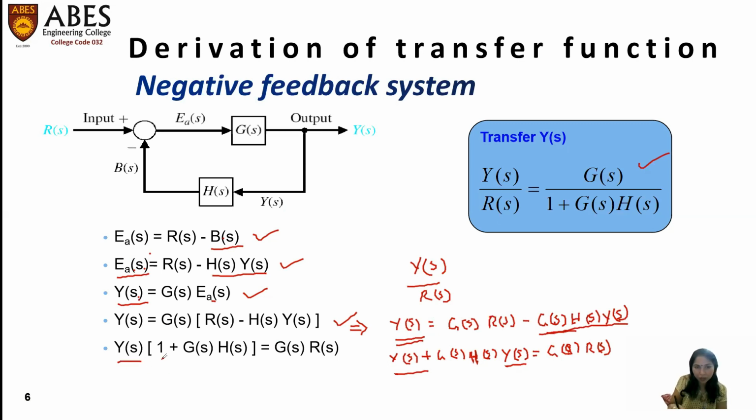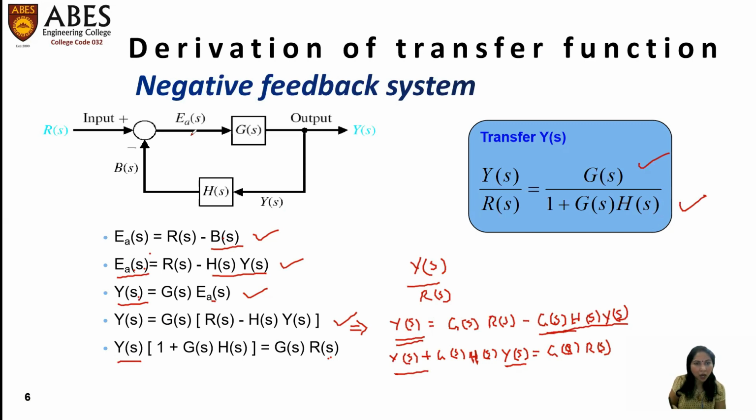So we will get this equation. YS I have taken common. In bracket, we will get 1 plus GSHS, which is equal to GS into RS. Now, just rearrange this equation in terms of YS upon RS, because YS is the output signal, RS is the input signal. So YS upon RS is equal to GS upon 1 plus GSHS. So in this way, we have derived the transfer function of the negative feedback system.